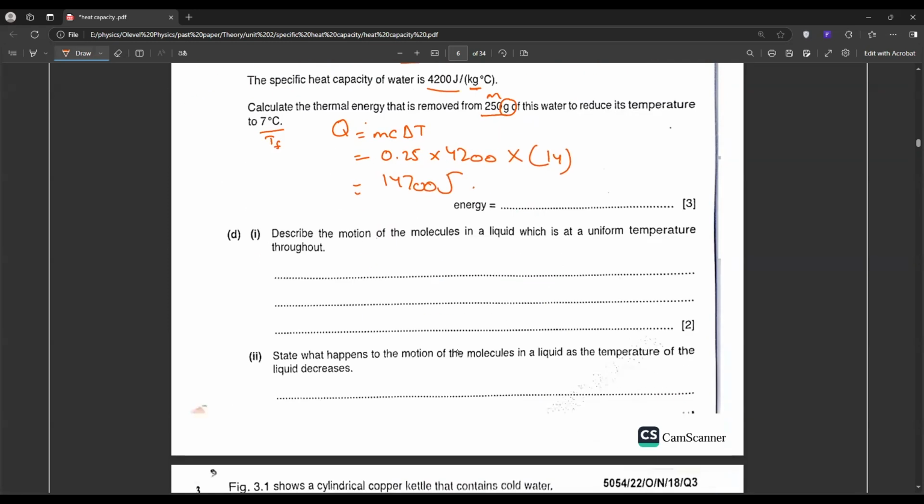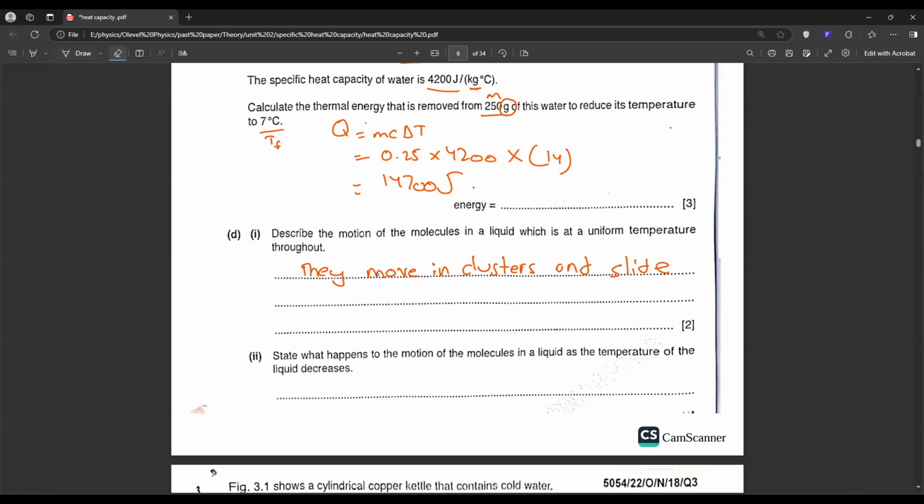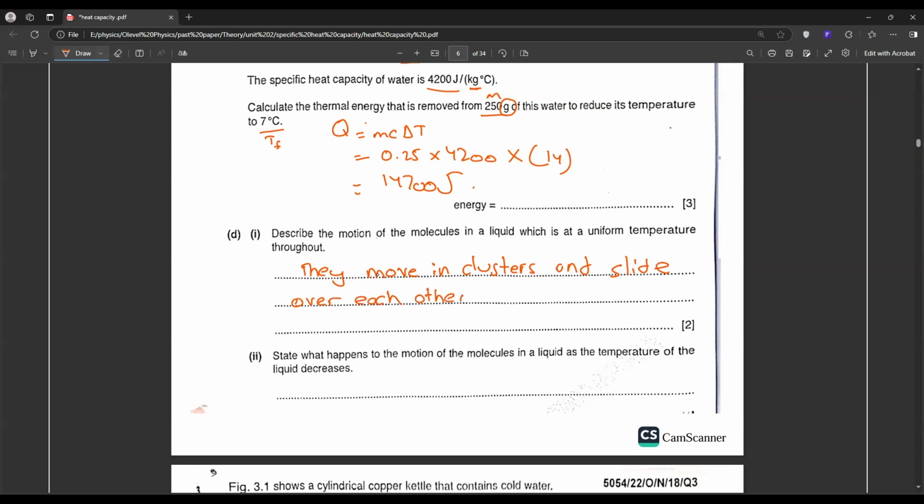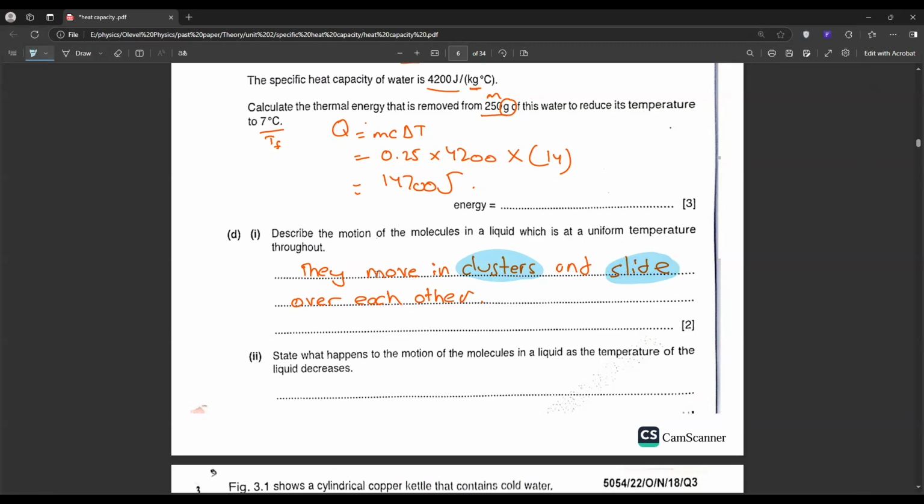Simple as that. Describe the motion of the molecules in a liquid when there is a uniform temperature throughout. Now, how do molecules in a liquid move? They move in clusters and slide over each other. What are the two key points here? They move in clusters and they slide over each other. These are the two key points that you need to remember.